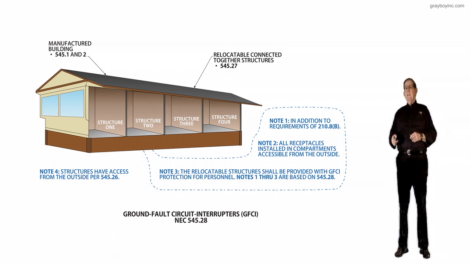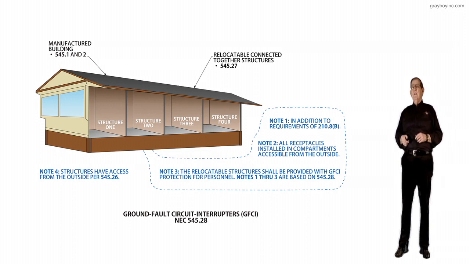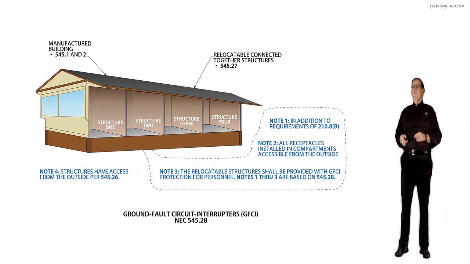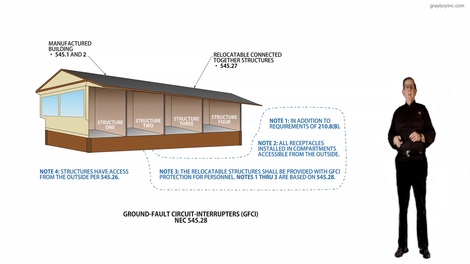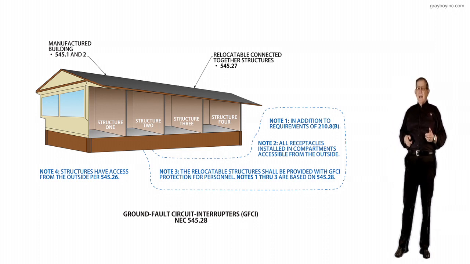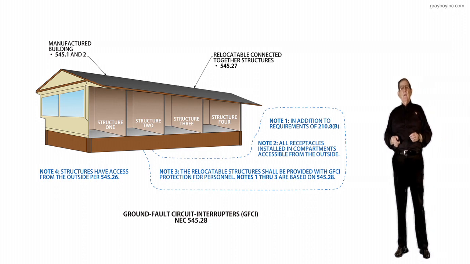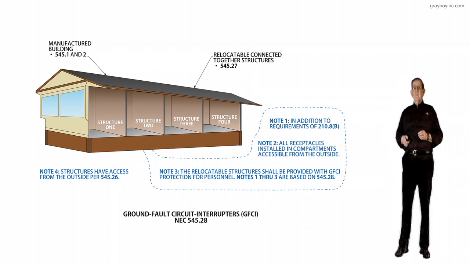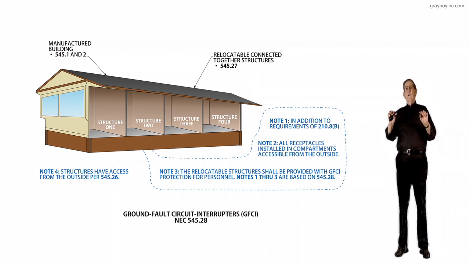3, the relocated structure shall be provided with GFCI protection for personnel as outlined in notes 1 through 3, which are based on 545.28. 4, and the last note we want to review here, the structures have access from the outside as outlined in 545.26. So this new section is outlining for the person installing these systems where this GFCI protection is required.